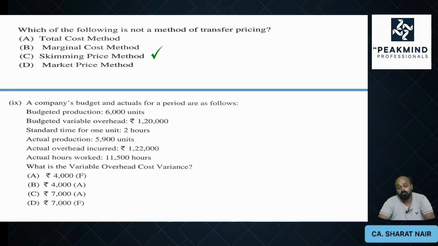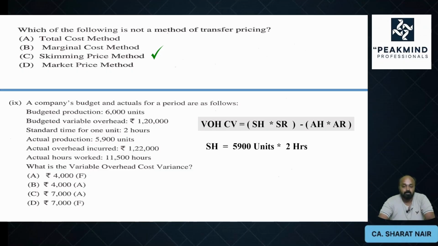What is the formula for finding the variable overhead cost variance? It is standard hours into standard rate minus actual hours into actual rate. Now here they have not mentioned standard hours, so we have to compute it. For one product, I am supposed to take only 2 hours. Actual production is 5,900, so the time I am supposed to take is 11,800 hours.